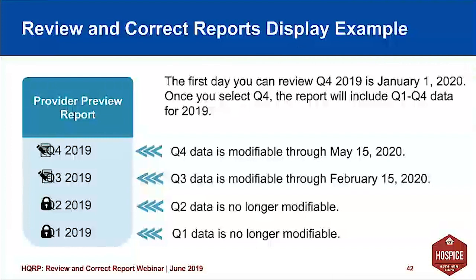So let me explain a little bit. If you look over at the teal box on the left-hand side of the slide, it shows quarter 4, quarter 3, quarter 2, and quarter 1. So if you selected quarter 4 of 2019 as your user end date, the report would populate with that quarter and the 3 previous quarters of data. So it would be quarter 4, quarter 3 2019, quarter 2 2019, and quarter 1 2019.